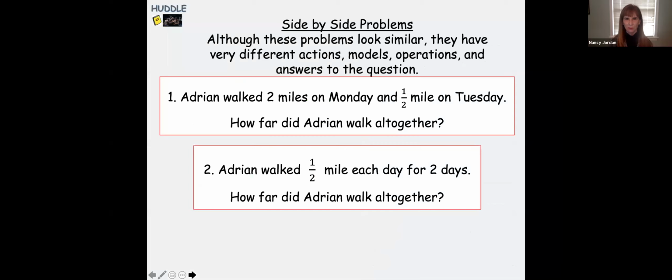And one thing we're doing moving forward, because we have a new grant to expand this intervention, and we feel like it will be really helpful, rather than teaching these separately, to really, for addition and multiplication in particular, present the problems side by side. So although these problems look similar, they have very different actions, models, operations, and answers to the question.